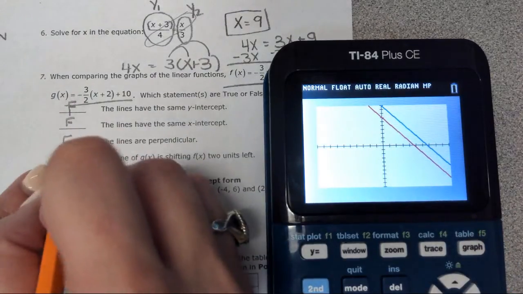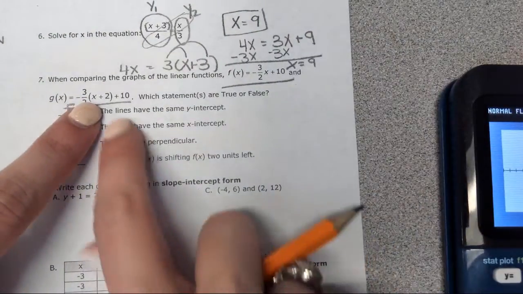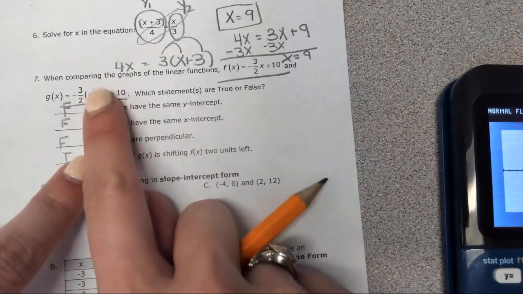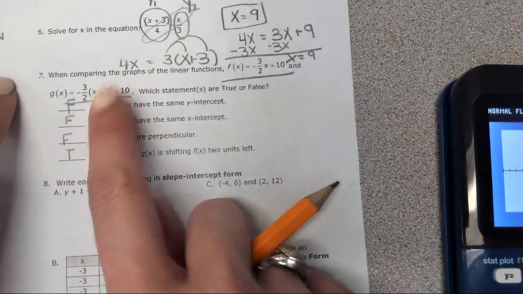Okay, the line of g of x is shifting 2 units to the left. Yes, that is true. You guys remember, we knew from the beginning if you've got it in the parentheses with the x, it's either a left or a right shift, and it's the opposite of what you think, so it is left 2.